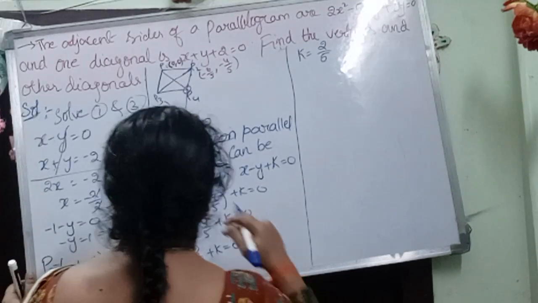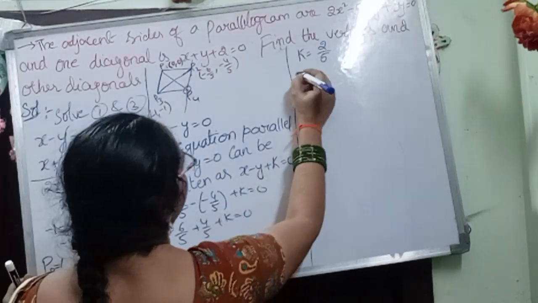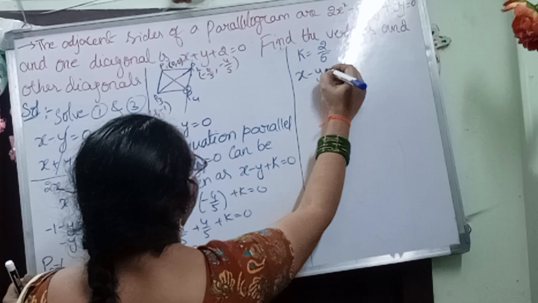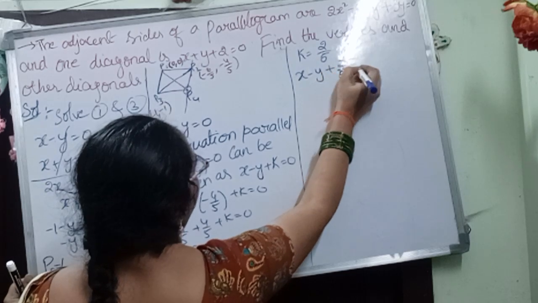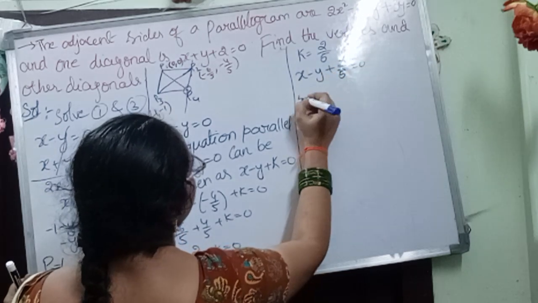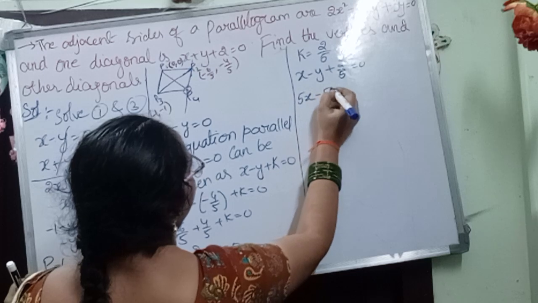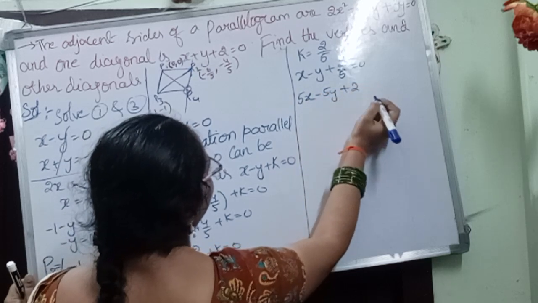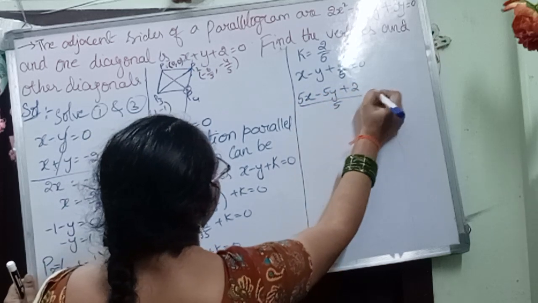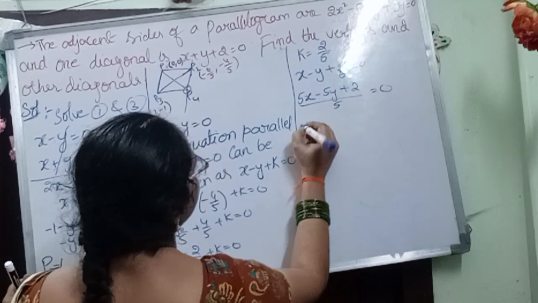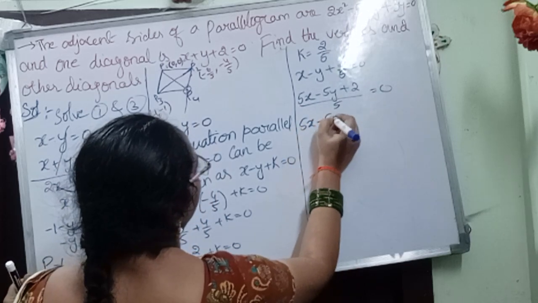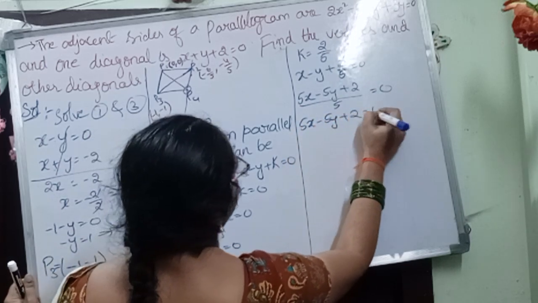So how to write that in equation form? x minus y plus k, which is plus 2 by 5, equal to 0. This you can multiply by the LCM 5: 5x minus 5y plus 2 equal to 0. This goes to this side, you will get 0. So 5x minus 5y plus 2 equal to 0.